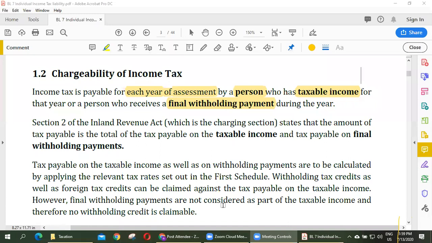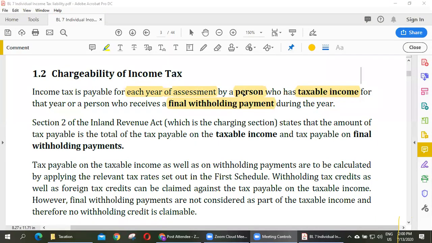But for accounting purposes we say accounting year, while for tax purposes we say year of assessment. Year of assessment means a 12-month period that starts from 1st of April. It is common for all persons, all companies and all taxpayers in Sri Lanka, right? Year of assessment by a person.